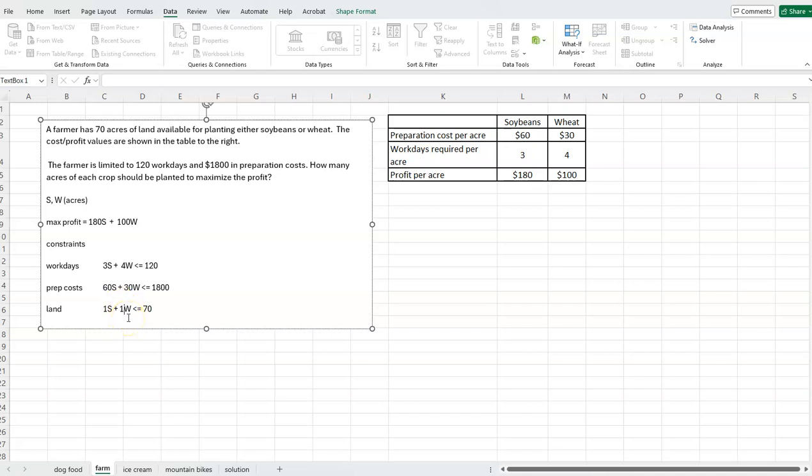Okay, now we can easily get the answer to this with the Solver video. I guess I should point out one more thing for the sake of completeness. You cannot plant a negative number of acres, so it is also the case that S and W need to be at least 0, greater than or equal to 0.